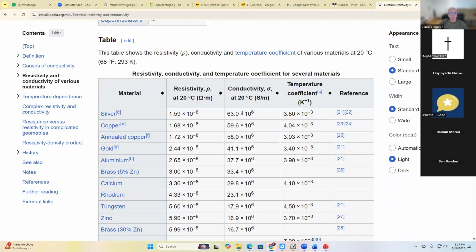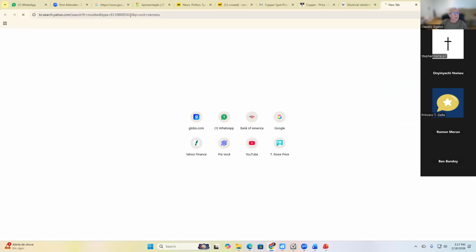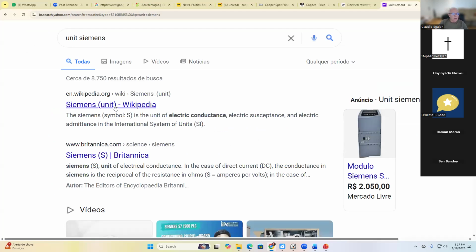Resistivity, we're going to cover resistivity, but we are going to concentrate on conductivity. The conductivity depends on the temperature, okay? And the unit of conductivity is the Siemens per meter. And look at silver, it is 63 times 10 to the 6 Siemens per meter. Let's take a look at what the Siemens is, right? Unit Siemens. So you understand where this unit comes from? Siemens unit.